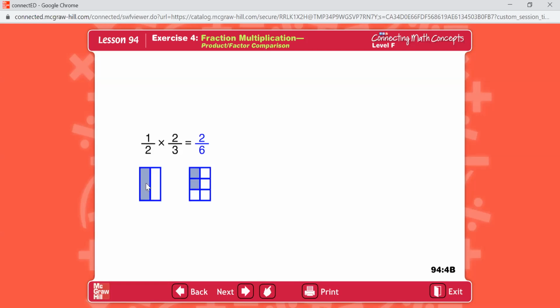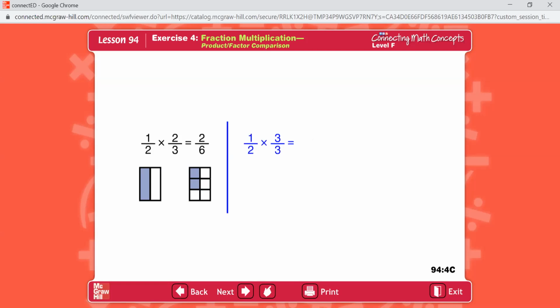Now, here's a different example. Read this one. 1/2 times 3/3. So is 3/3 more than 1, less than 1, or equal to 1? 3/3 is equal to 1. So we'll end up with a value that is equal to 1/2. So what is the fraction we'll end up with right here once we've multiplied? The fraction we're going to end up with is 3/6.